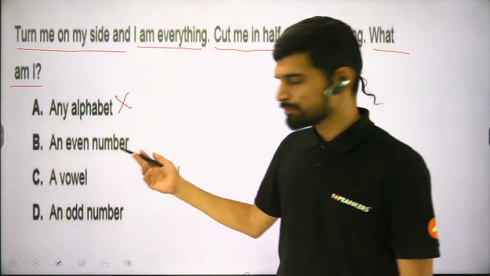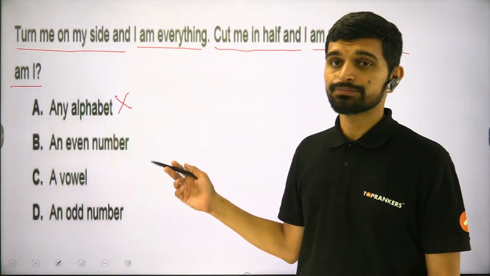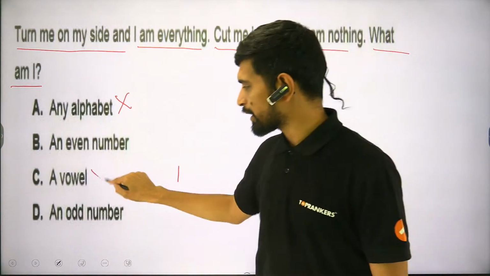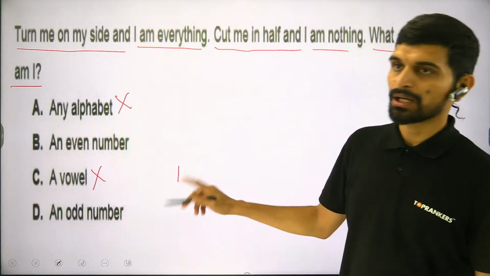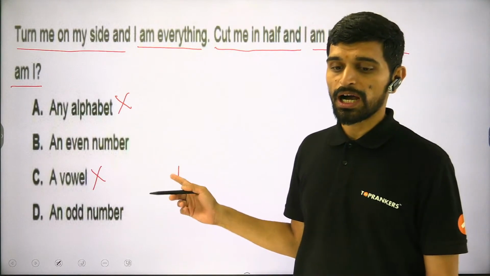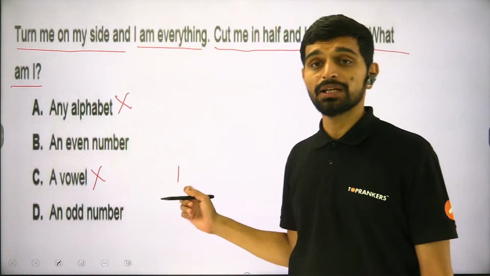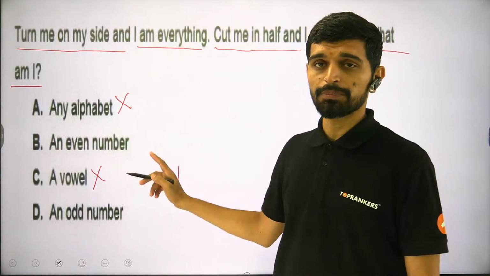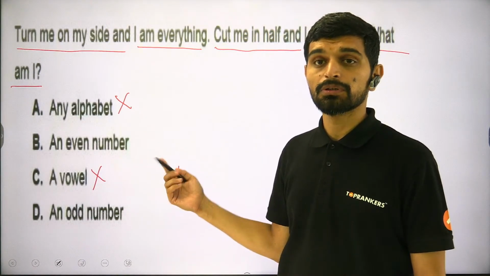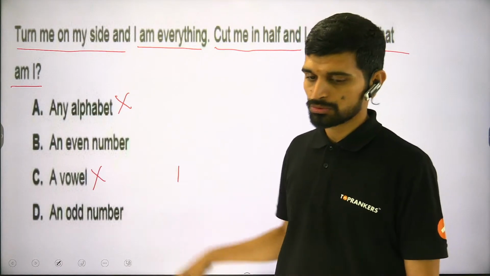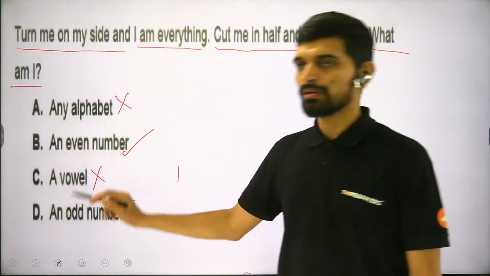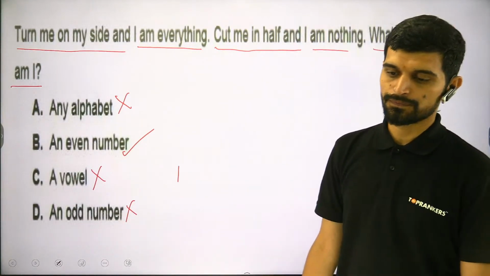A vowel. So which vowel? Not every vowel, so that can again be eliminated. An odd number, if you divide it in half, will still give you certain values. But if you divide an even number by half, it will give you remainder 0. So it becomes nothing. So the answer is B. Again, easy to solve.